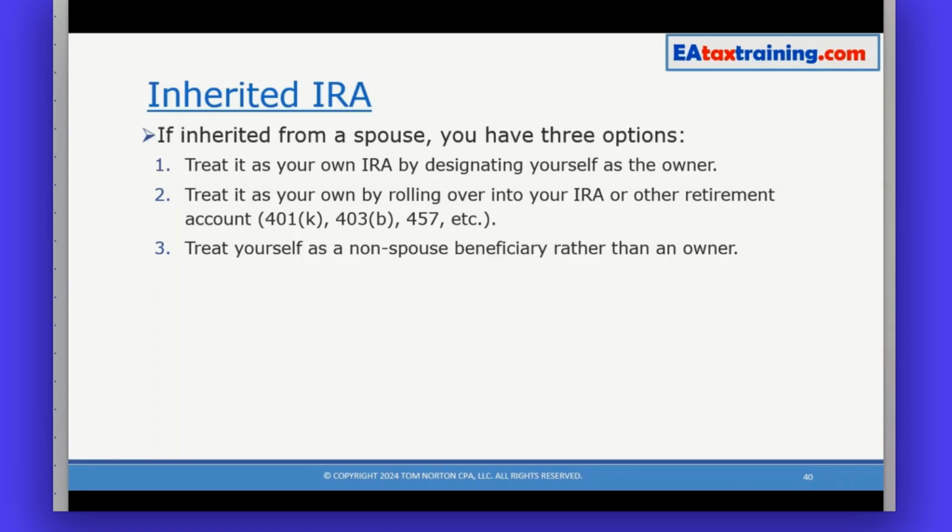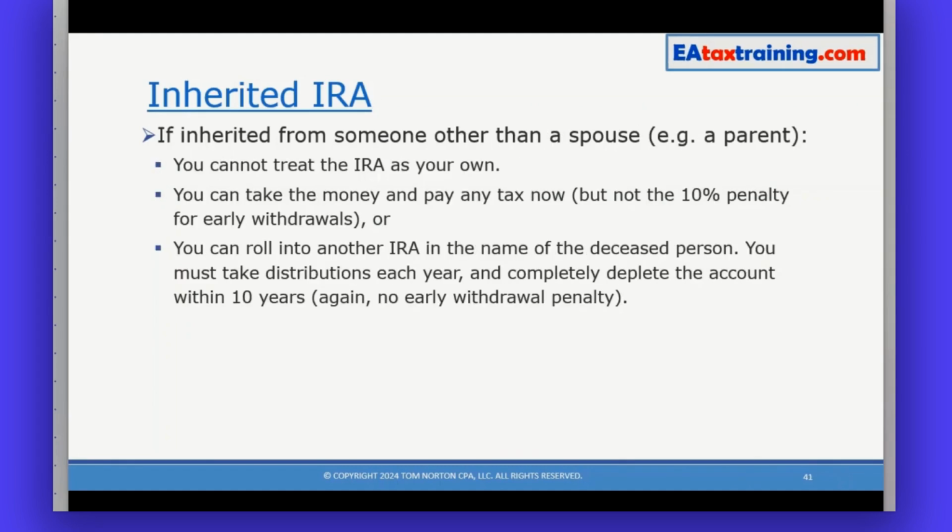So this is only if you inherited it from a spouse. Basically, you are allowed to treat it as your own by keeping it as its own separate IRA, but designating yourself as the owner, or by rolling it over into an IRA that you already have or that you set up for this purpose. Or if you don't like those options and you'd rather do one of the things we're going to talk about next, then you can do that instead.